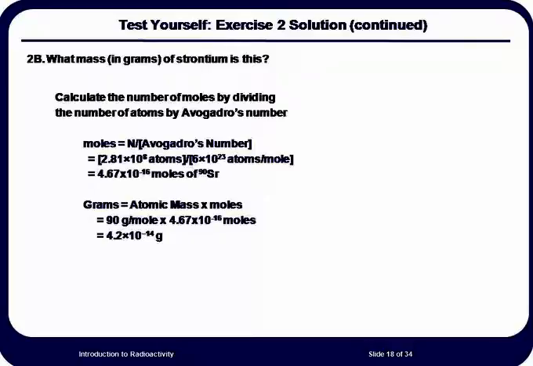Knowing that grams of anything are equal to its molecular weight times the number of moles, if we multiply the molecular weight of strontium-90, 90 grams per mole, by the number of moles of strontium-90, 4.67 times 10 to the minus 16th, we get 4.2 times 10 to the minus 14 grams of strontium-90. Notice that this is an extremely small value, nothing that we could ever measure on an analytical balance.